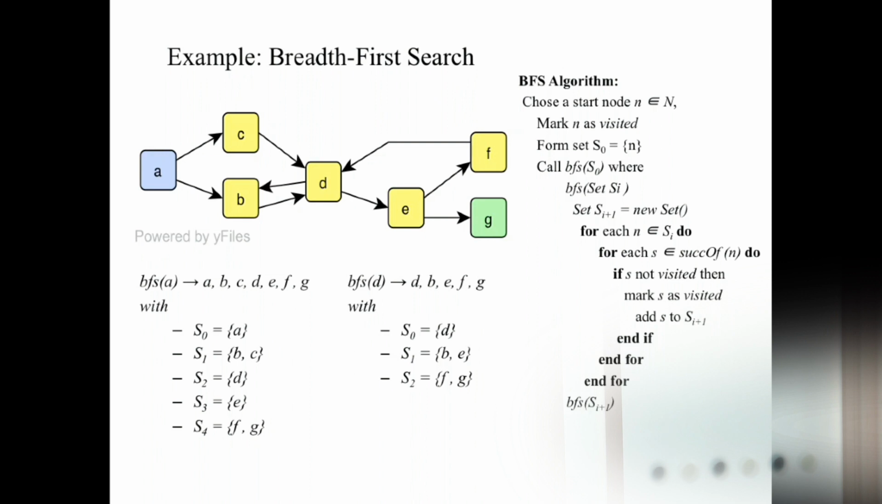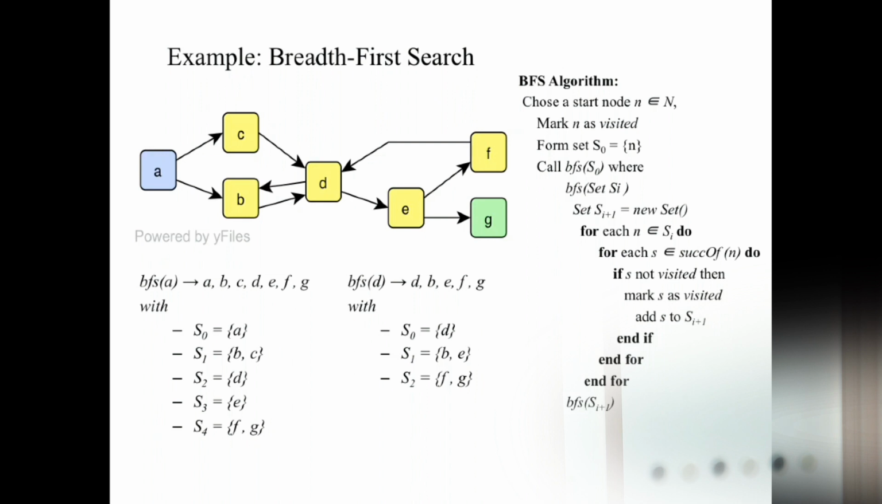And if, instead of starting from A, you start from some other node, let's say D, in that case, you start with D. In this case, your S0 will have node D, okay? And then you check what are the successors of D. D has two successors, E and B. Both of them have not been visited before, so you will add them both to S1. So S1 now has B and E.